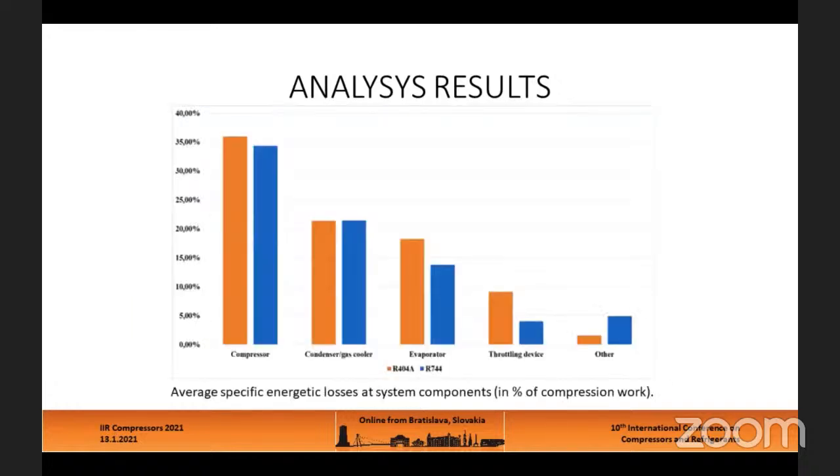On this slide you can see energetic losses by system components in percent of compression work. And as you can see, the compression work is more or less the same, and the most energetic losses are in throttling devices in the transcritical refrigeration plant.